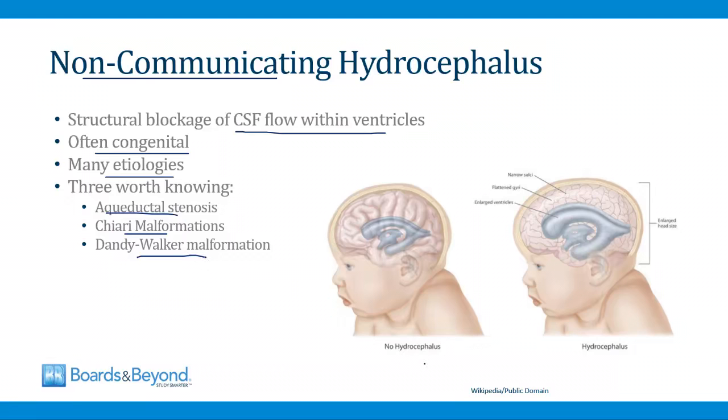And on the screen here is an image of what a child looks like with hydrocephalus. Note that the ventricles are dilated, and the way this is going to present is that the head is going to be enlarging and the fontanelles are going to be bulging.